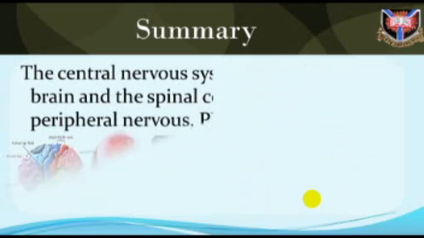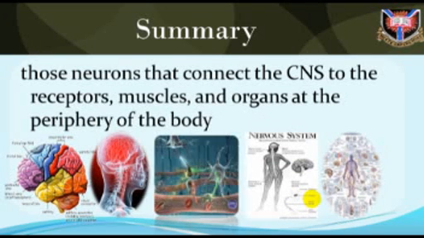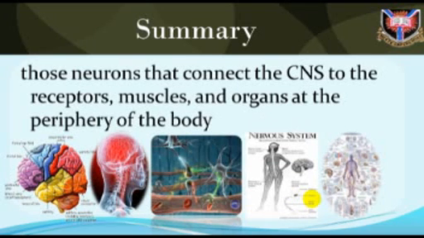We also discussed that the PNS encompasses those neurons that connect the CNS to the receptors, muscles, and organs at the periphery of the body. It consists of 31 pairs of spinal nerves, 12 pairs of cranial nerves, and the autonomic part of the nervous system.